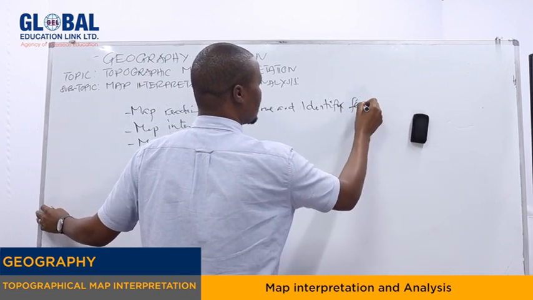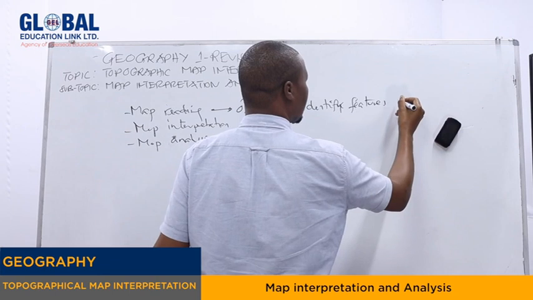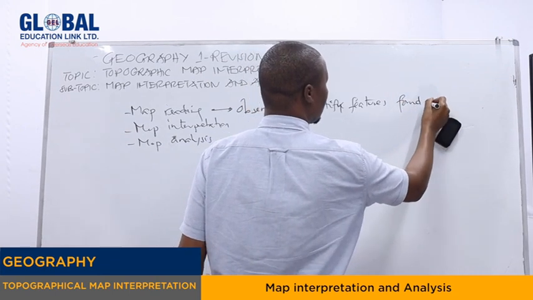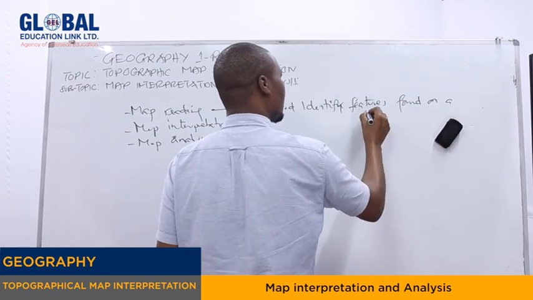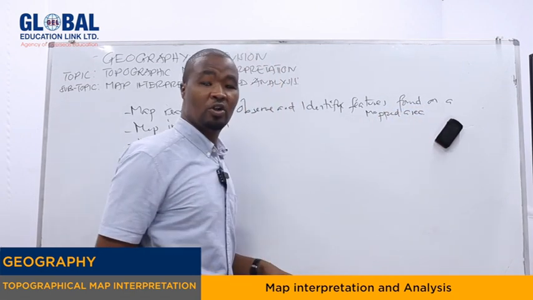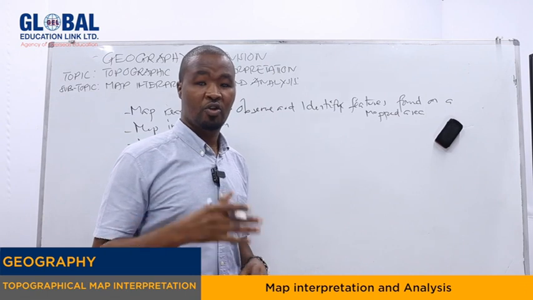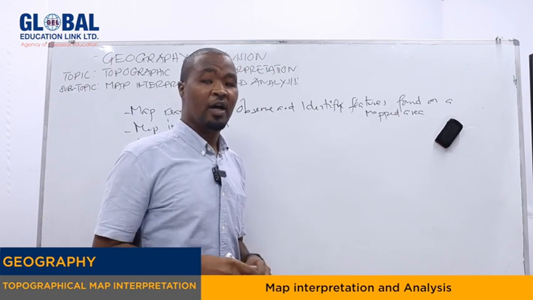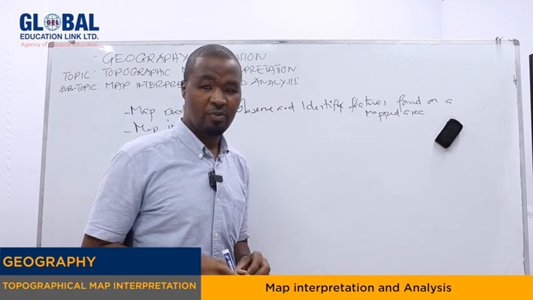Identify features found on a mapped area by using the conventional signs and symbols. You just observe. You have to observe and identify the feature. We call it map reading.